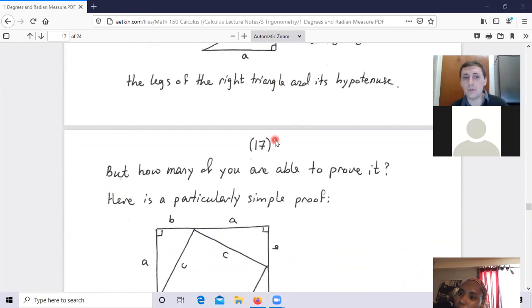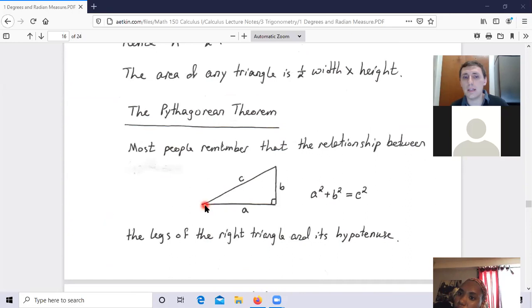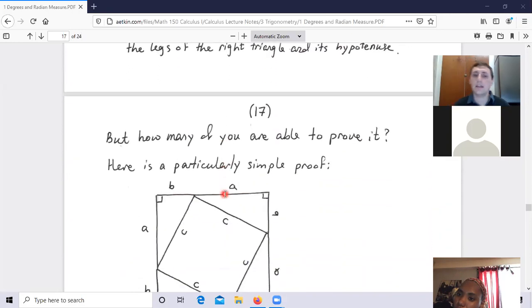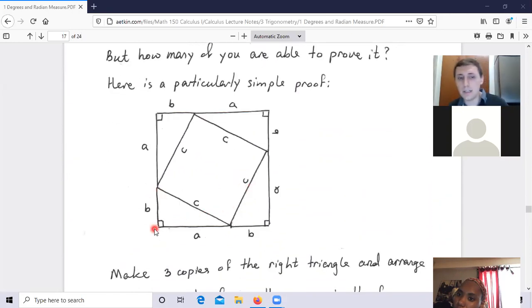So here is how we prove it. We're saying that a squared plus b squared, the sum of the squares of the legs, equals the square of the hypotenuse. Why is that the case? Take this triangle and make 3 additional copies and place them as follows. You just rotate it.